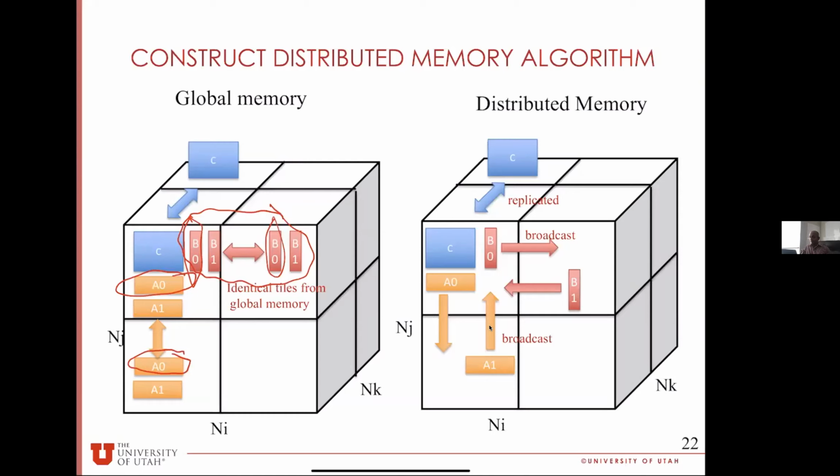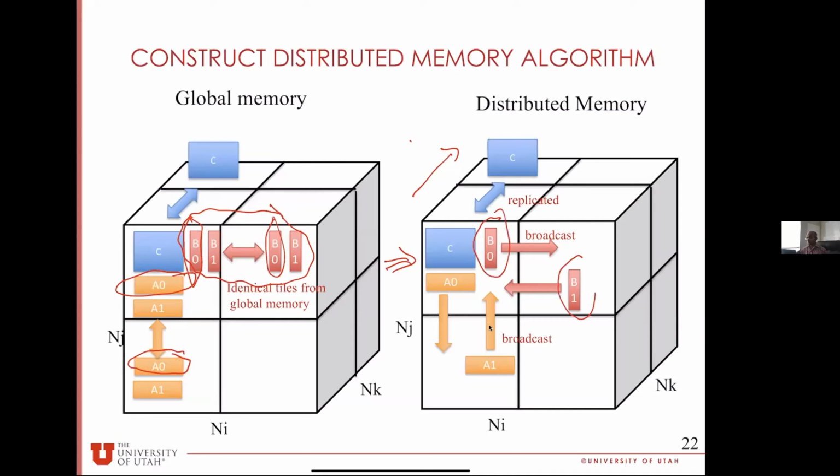So from the global memory solution, we can essentially directly construct a distributed memory solution where we replicate the output C array along the k dimension, along the third dimension. And for the other two, we distribute the slices of the array.